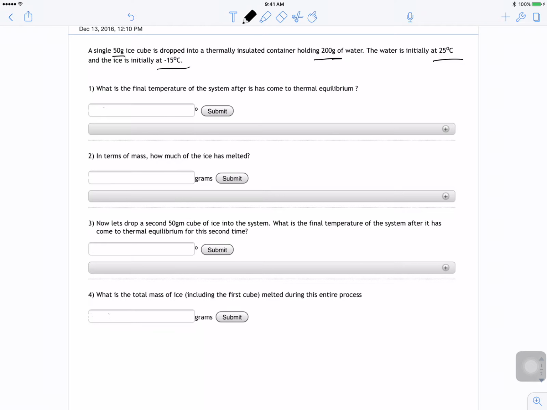So what we're going to do is the mass of the ice times the specific heat of the ice, delta T, plus latent heat of fusion of the ice times the mass of the ice, plus mass of the ice, specific heat of the water, delta T, equal mass of the water, C of the water, delta T. Okay?